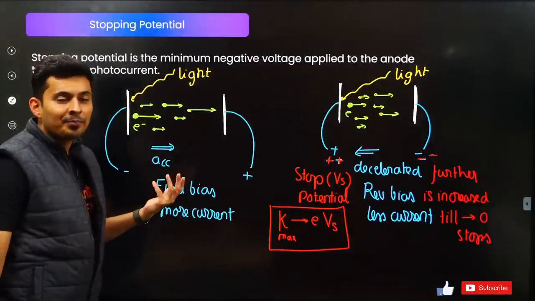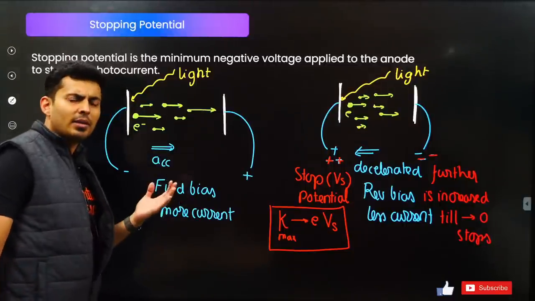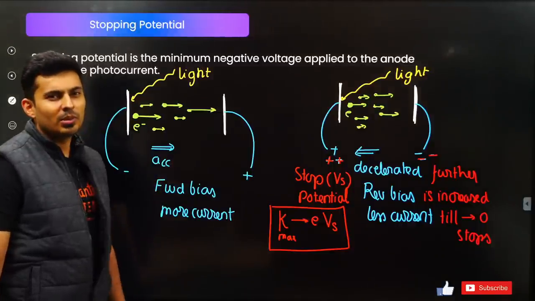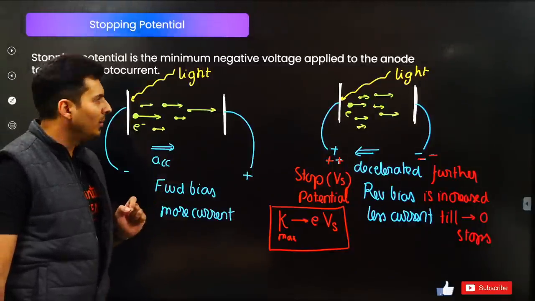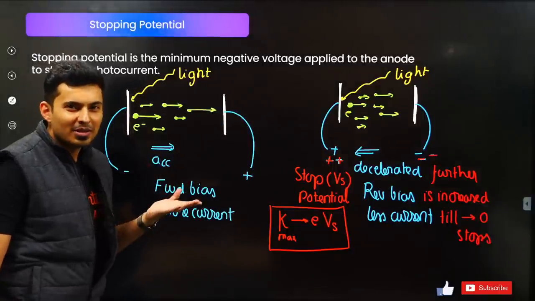More current will come. And you're like, sir, I will use even more voltage. Very good, even more current will come. Sir, what if I keep on increasing that voltage? There comes a problem. You know what problem? There will not be enough electrons to reach there. There will be a saturation.